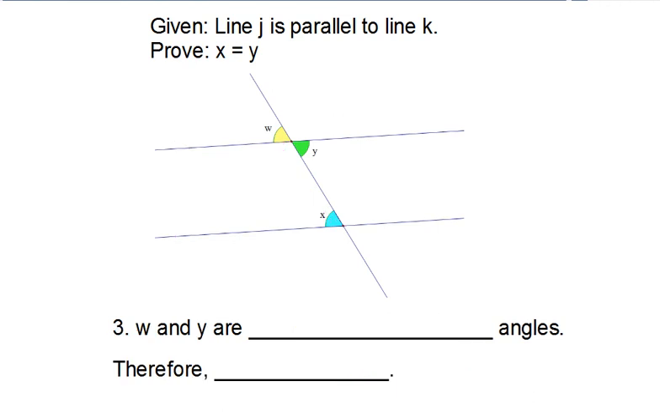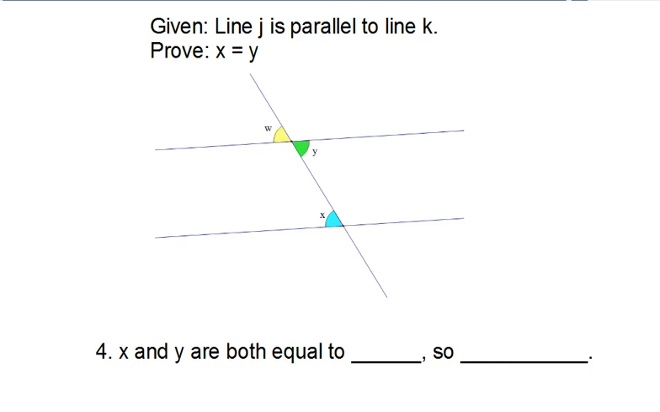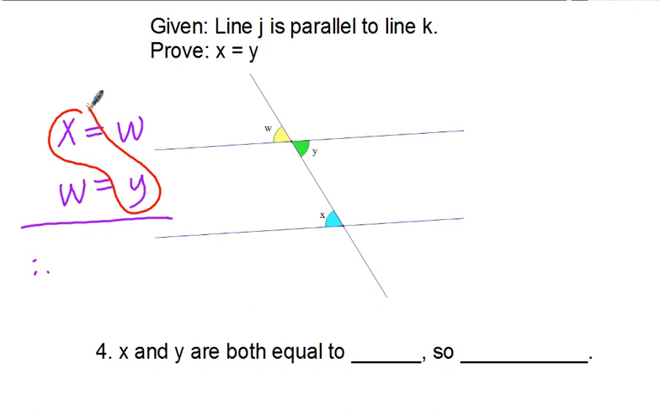Next step, looking at w and y, we see that they are vertical angles, and we know that vertical angles are congruent, so w must be equal to y. At that point, we've now shown in our work that x matches w and w matches y. And therefore, we should be able to conclude that x and y match because they both match w. So that's what we'll do. Step 4, x and y are both equal to w, so that means they have to equal each other.